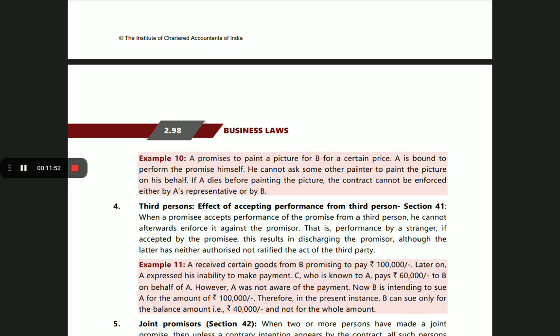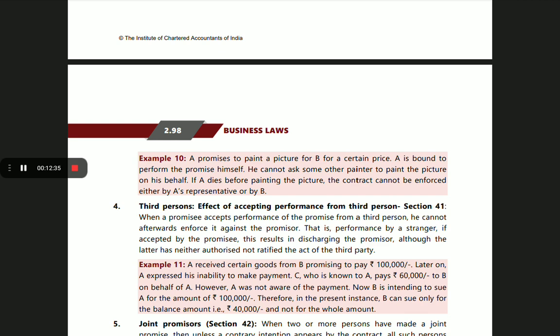Third person: effect of accepting performance from a third person. Section 41. When a promisee accepts performance of the promise from a third person, he cannot afterwards enforce it against the promiser. That is, if performed by a stranger and accepted by the promisee, this results in discharging the promiser, although the latter has neither authorized nor ratified the act of the third party.